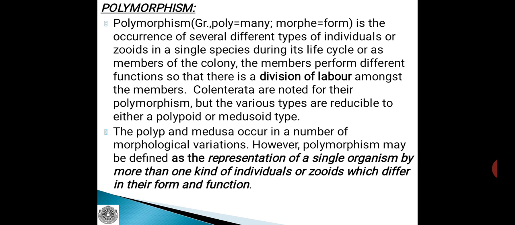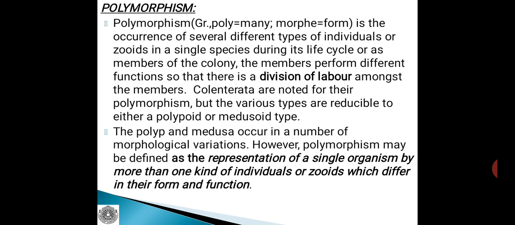Coelenterata are noted for their polymorphism, but the various types are reducible to either a polypoid or medusoid type. That means mostly they exhibit dimorphism, a type of polymorphism wherein they have either polypoid or medusoid or both. The polyps and medusae occur in a number of morphological variations.